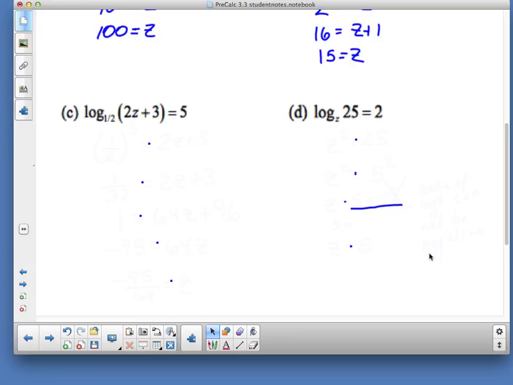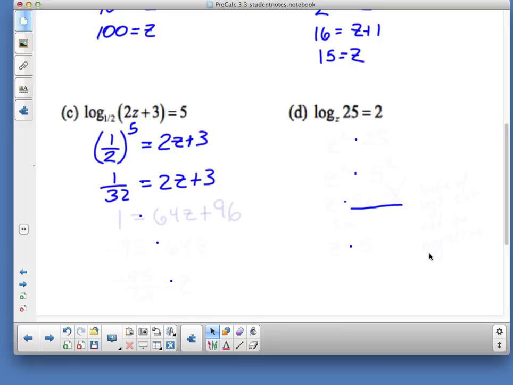So it's 1/2 raised to the 5th power. Now, if I evaluate this, I get 1/32. I could choose to solve this. I'm just going to multiply everything by 32 to make it easier, so that way I can actually make a better fraction at the end too. So I'm going to multiply it by 32 all the way across. This is 1, this is 64z, this is 96. I'm going to subtract 96. Now I get negative 95.